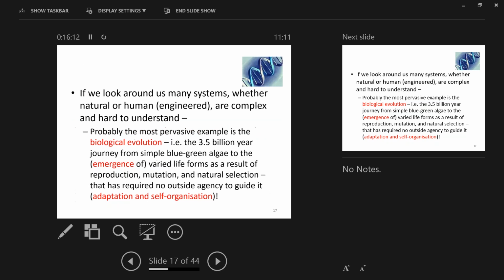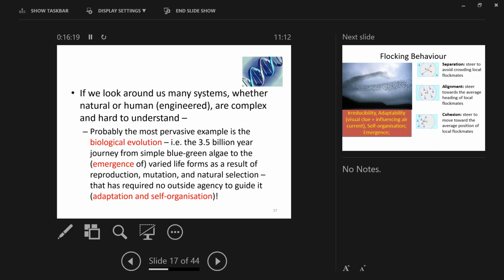If we look around us, there are many systems, whether natural or human engineered, which have complexity or are complex and hard to understand. Probably the most pervasive example is biological evolution 3.5 billion years ago, the journey from a simple blue-green algae to the emergence of a variety of life forms as a result of reproduction, mutation, and natural selection that has required no outside agency to guide it. And so again, you see here adaptation and self-organization.